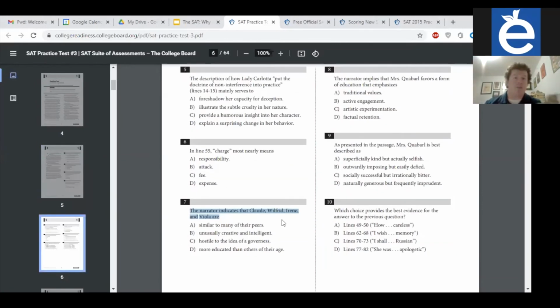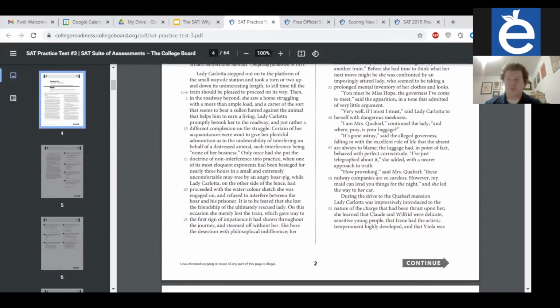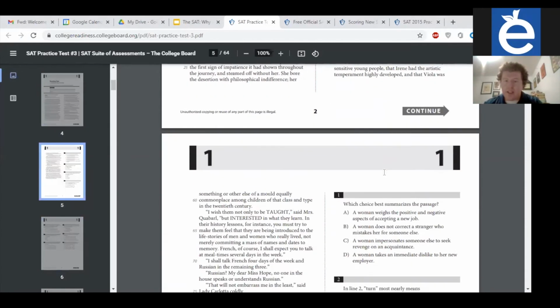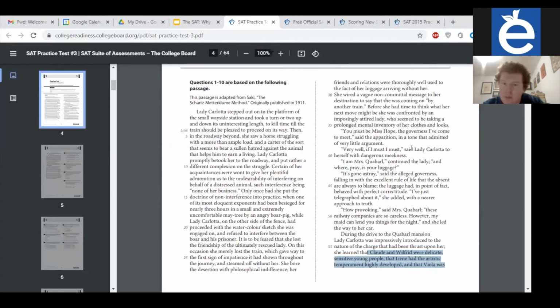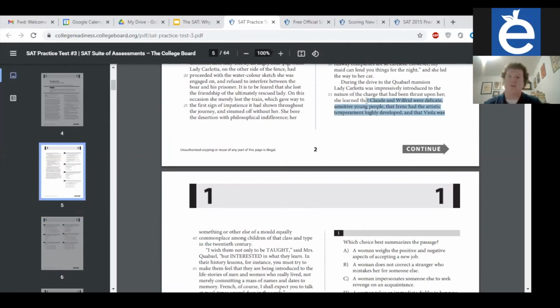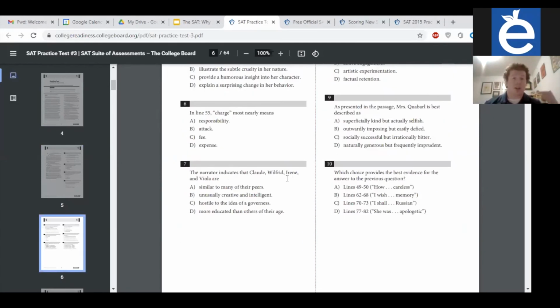A key thing that they give us are all of these names. So if we skim through, we don't see these names until we get down to here, right? Claude, Wilfred, Irene. Were they in this discussion earlier? No, it doesn't look so. Once we find that information, now we can dig in to where they're introduced. So that's our first step, finding the appropriate context. Now we have to dig in to make our own conclusion. So once we find that appropriate information, we want to think about the question. It indicates that they are, and it's asking us similar to their peers, unusually creative or intelligent.